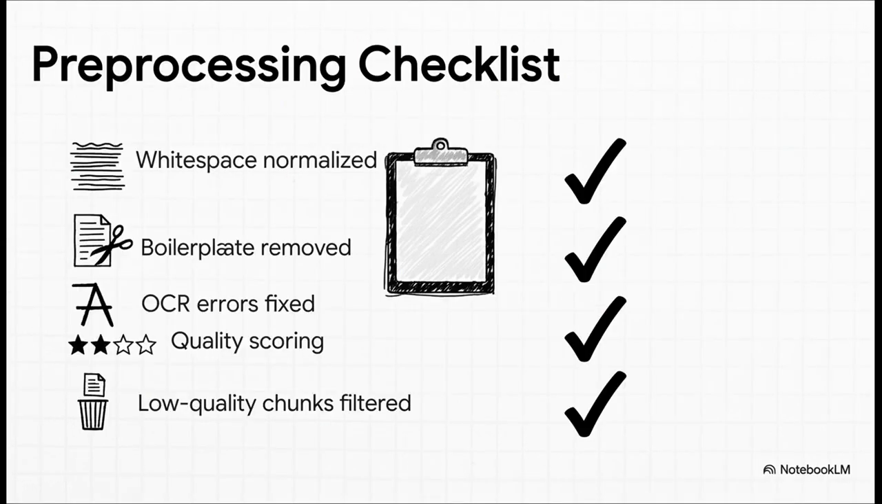So to make this super practical for you, here's a checklist you can literally take and use right now. Is your white space normalized? Check. Have you gotten rid of all that boilerplate junk? Check. Fixed the OCR errors, scored the quality, filtered the low-quality chunks. If you can tick all these boxes, you are well on your way to way, way better retrieval results.